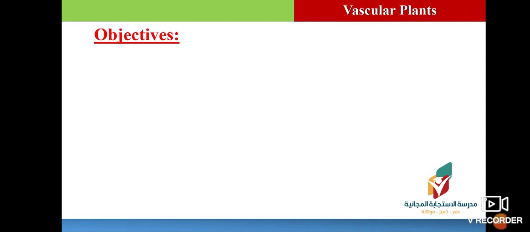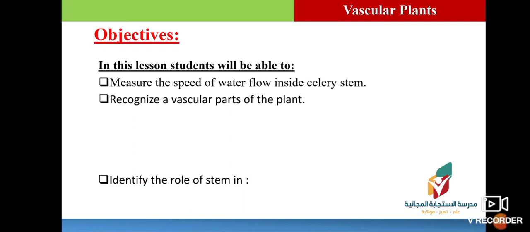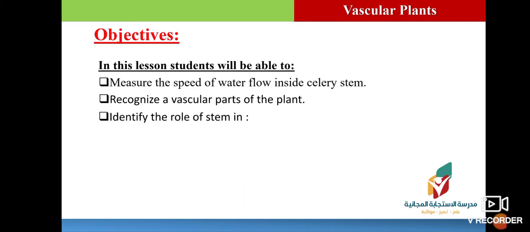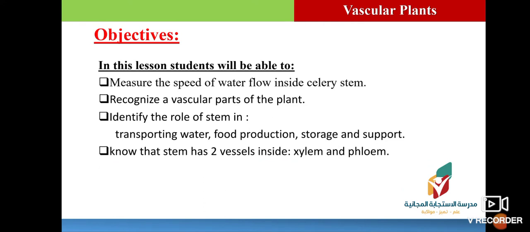The objectives in this lesson are: the students will be able to, first of all, measure the speed of water flow inside the celery stem, recognize the vascular parts of the plant, identify the role of a stem in transporting water for production, storage, and support, and know that the stem has two vessels inside it, xylem and phloem.